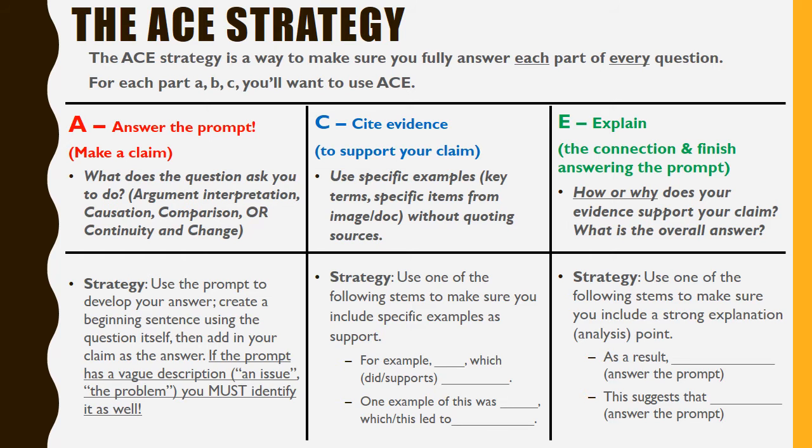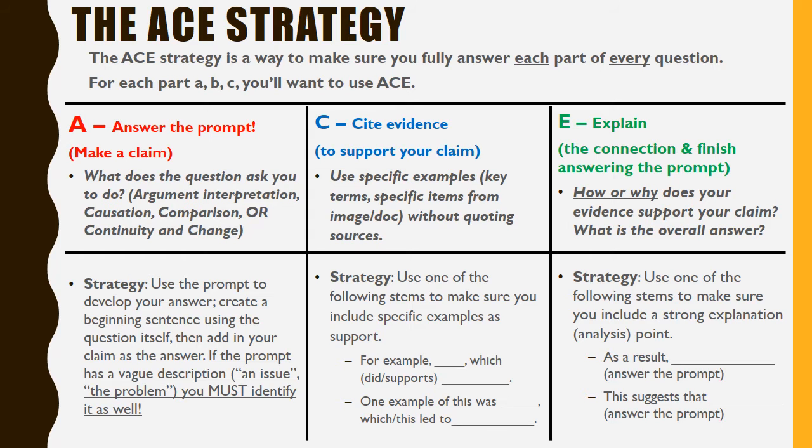C stands for cite evidence. Here you're supporting your claim. Use specific examples, vocabulary, without quoting sources. The strategy here is you're going to use one of the following stems to make sure you include specific examples as support. Typically in the cite portion you would say, for example, and then give the vocabulary term, and then explain what it is. You could also say one example of this was blank, which led to blank.